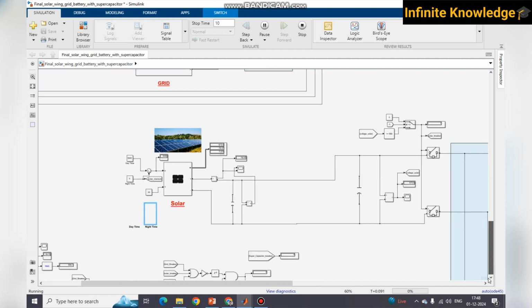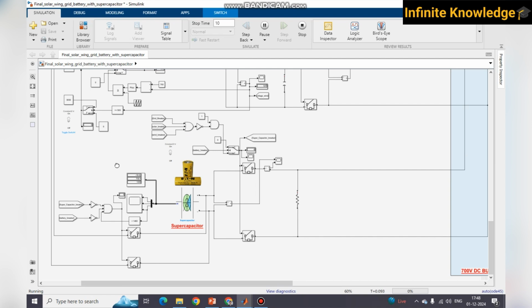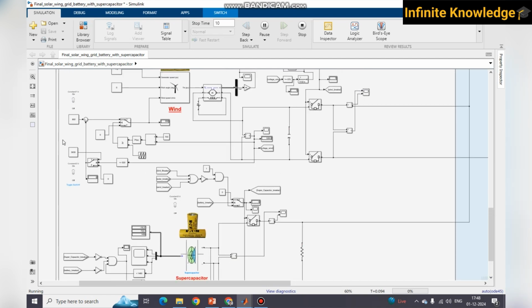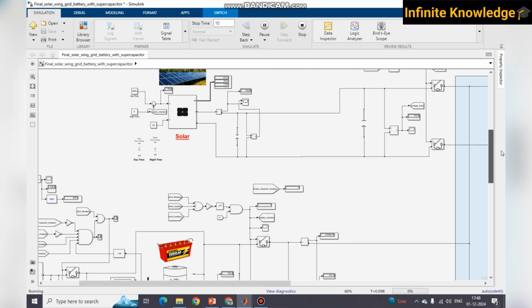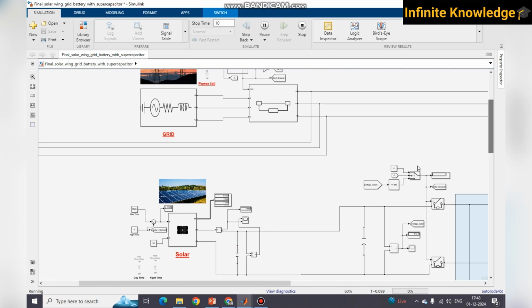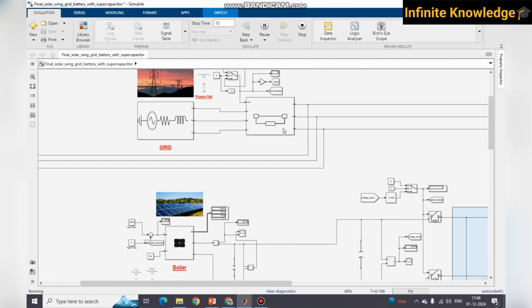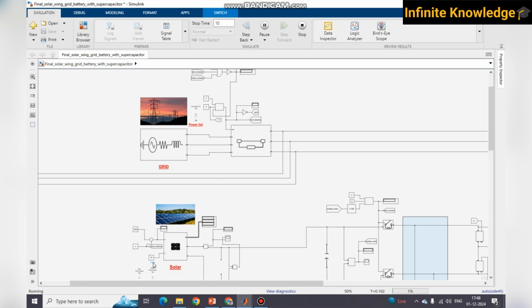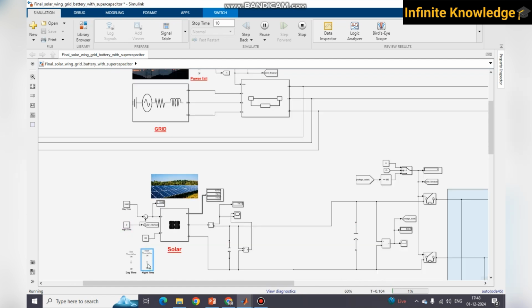So I am isolating the grid and the wind. I am isolating the wind, and as I isolated the grid and solar, you can see here it will get back to the grid. This is a 0, this is a 1. Sorry, the night time is off.